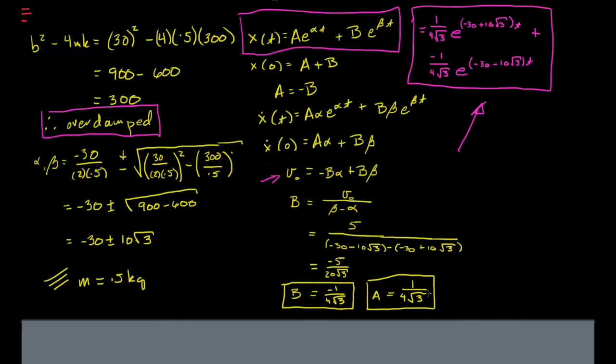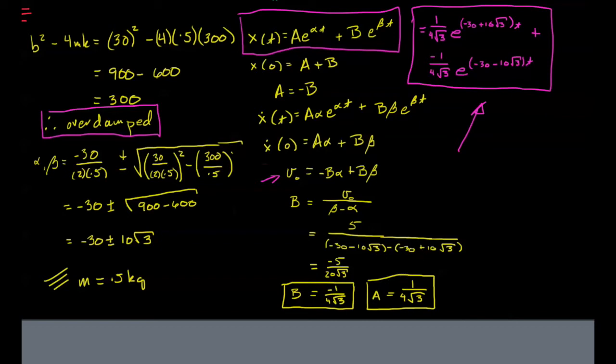Now, a couple things to be careful of when we choose A and B. It doesn't matter which one is A and which one is B, which one's alpha and which one's beta. But what is important is that we keep the A and the alpha together and the B and the beta together, just so we don't get signs mixed up down here.